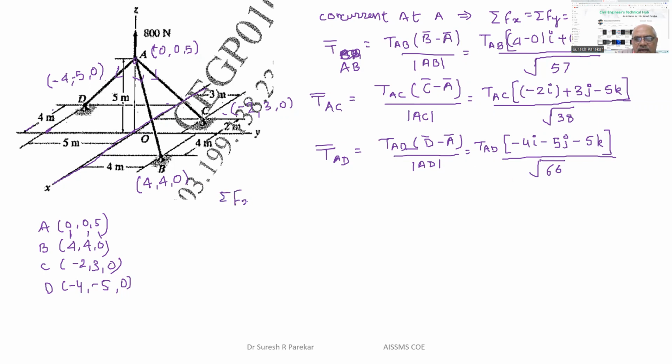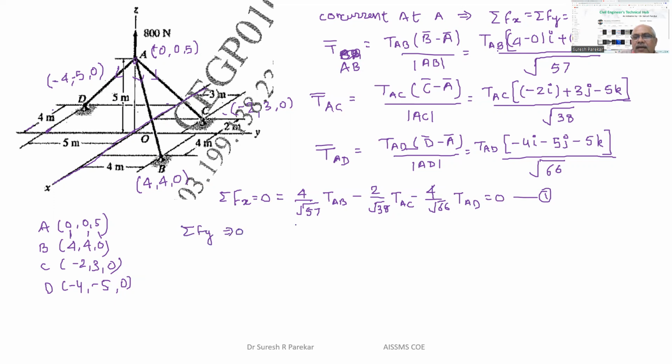Now we will write the equations. So we have first equation, summation Fx equals 0. So we will consider all x terms. So we have 4 upon root 57 TAB, then we have minus 2 upon root 38 TAC, and then we have minus 4 upon root 66 TAD, and this is 0. We have equation 1.